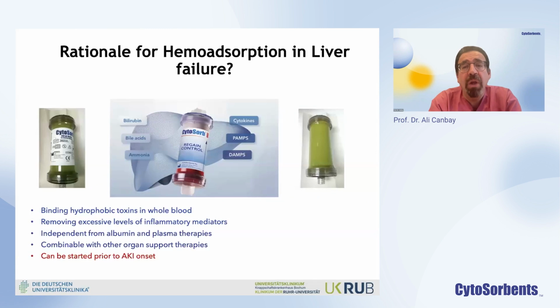So, the rationale for hemoadsorption in liver failure, and of course the next talk will be about hemoadsorption. The real good things are the binding of hydrophobic toxins in the whole body and removing excessive levels of inflammatory mediators, as I showed you, also cytokines, independent from albumin and plasma therapies. This is very important. It is combinable with other organ support therapies and can be started prior to acute kidney injury onset.